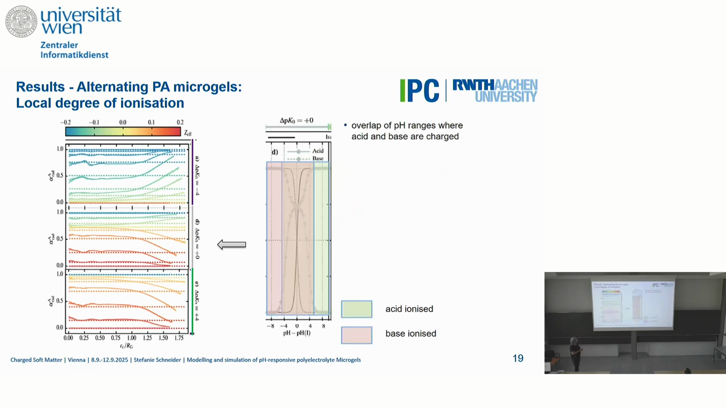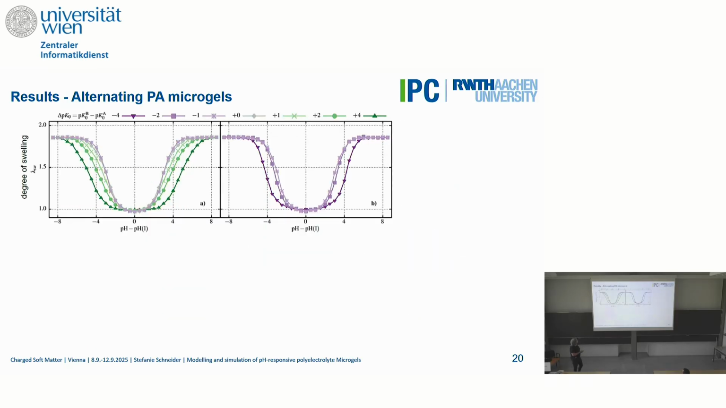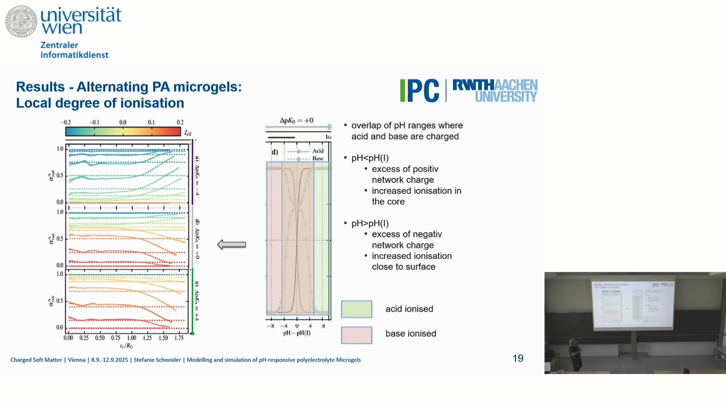And for the case in the middle, we have a partial overlap, and we both see up to the isoelectric point, we see a decrease in ionization at the surface and an increase on the other side.